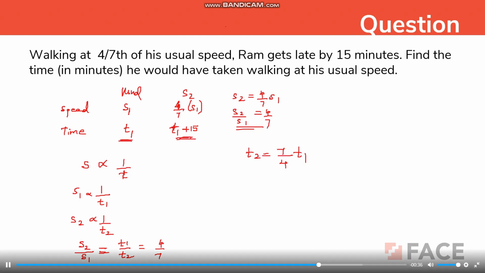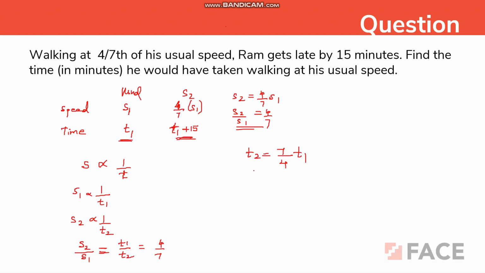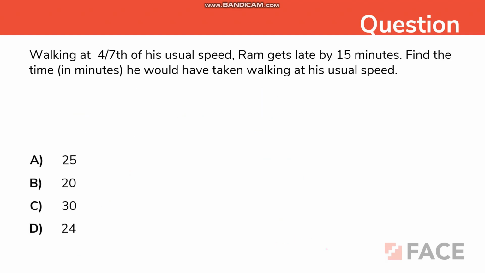From the given data, we know that T2 will be equal to T1 plus 15. So we can replace T2 by T1 plus 15 minutes, which will be equal to 7 by 4 of T1. So we can bring the T1 terms to one side. So 7 by 4 T1 minus T1, it will be 3 by 4 T1 is equal to 15 minutes. So T1 will be equal to 4 into 15 divided by 3. So from this, T1 will be equal to 20 minutes. The answer is option B, 20.